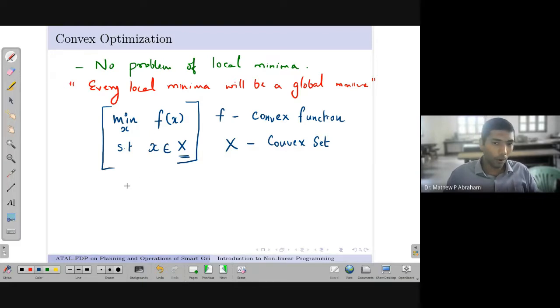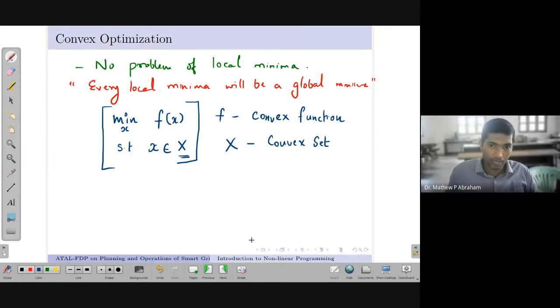Many of the optimization problems, for example, linear programming problem, are convex optimization problems. Even quadratic program, where the objective function is quadratic and the constraints are affine and so on, is an example of a convex optimization problem. There are a lot of cases of convex optimization problem, and in convex optimization problem there is no problem of local minima. Now, what is this convex function and what is this convex set?